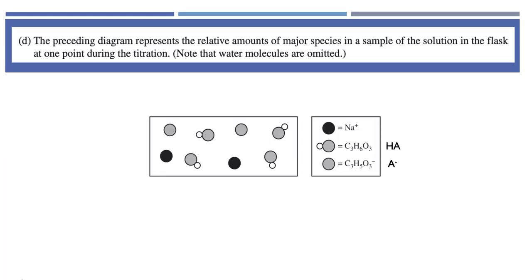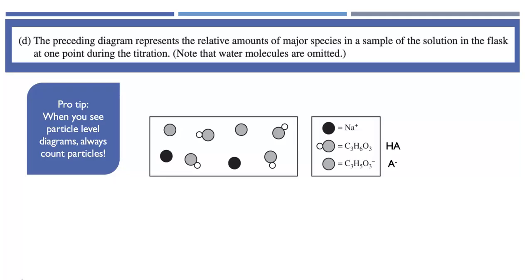Now, I do really recommend that anytime you see a particle level diagram, count your particles. It will help you. It's definitely a good idea. So we're going to go ahead and do that. All right, I see that there are 4 intact lactic acid molecules, or 4 HA molecules, and I've got 2 lactate ions, or A- ions, the conjugate base. So I've got more weak acid than conjugate base. And that's probably going to be important.